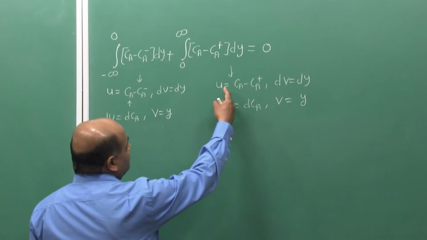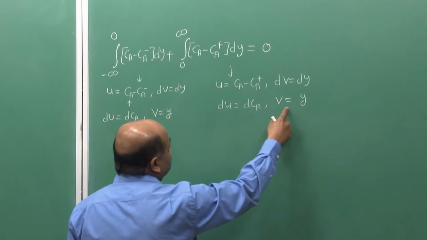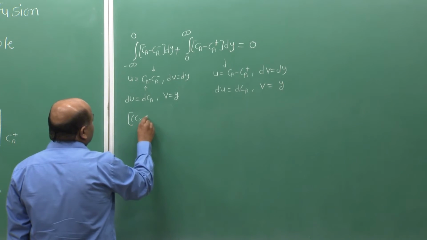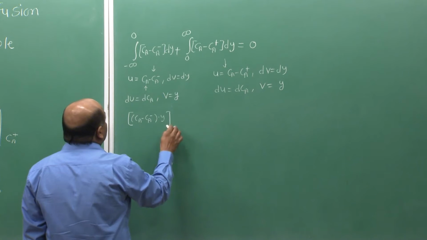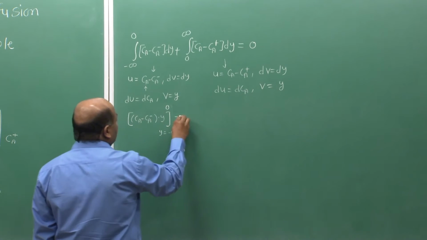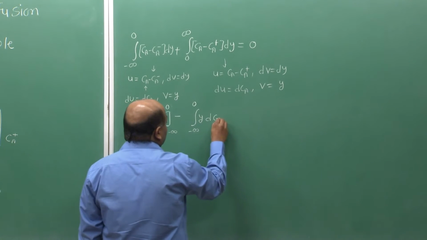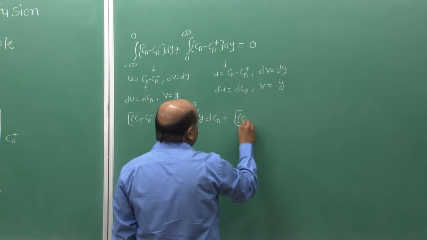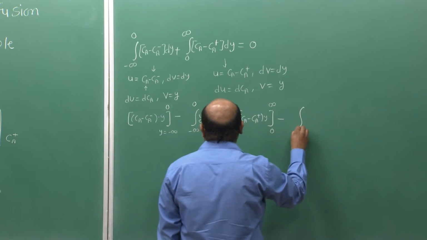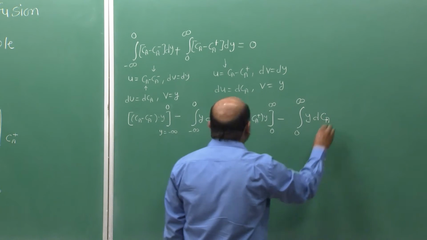So, if we do uv, Ca minus times y, the limits are for y equal to minus infinity to y is equal to 0, minus the integral from minus infinity to 0 of v du, which is y dCA, plus on this side uv is Ca minus Ca plus times y from 0 to plus infinity, minus the integral from 0 to plus infinity of v du, which is y dCA.